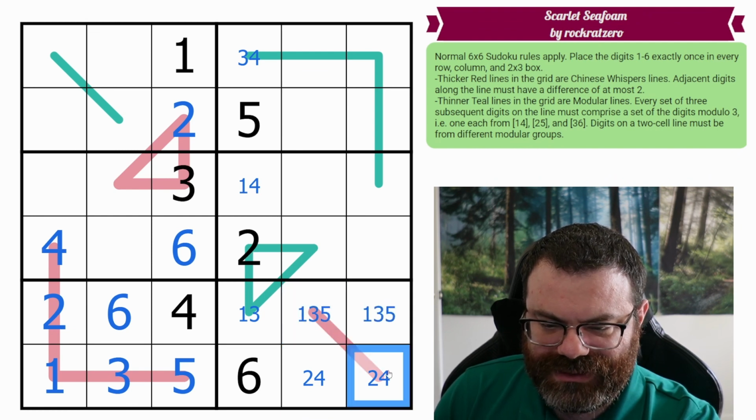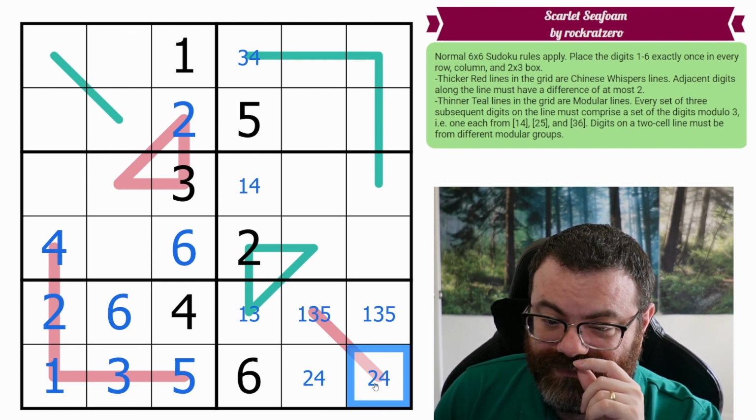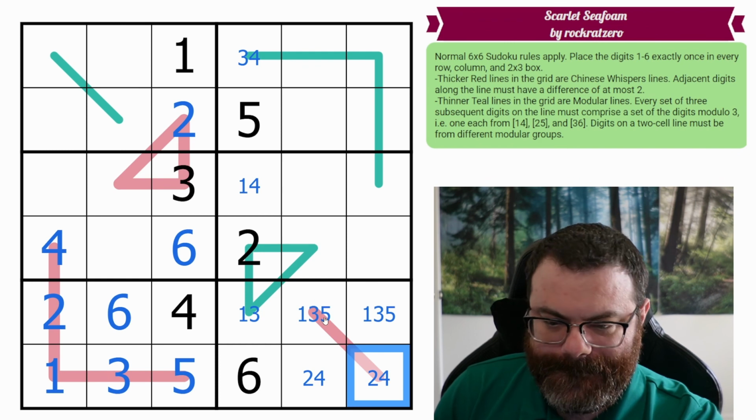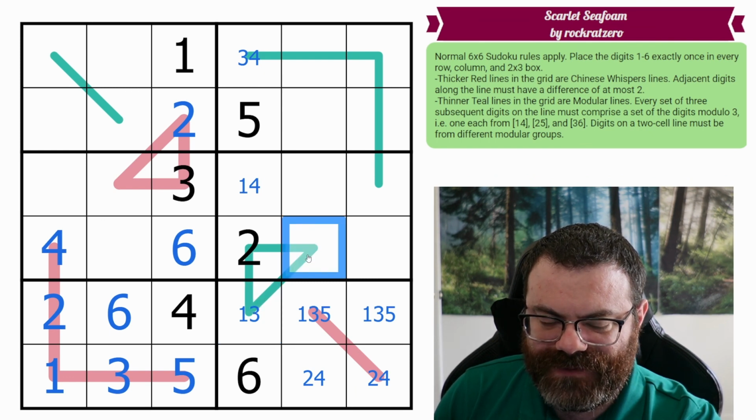Can we do anything with this line? I don't think so. If this was a 2, this couldn't be a 5. If this was a 4, this couldn't be a 1. That seems okay to me. Okay, I don't think that's where we're supposed to look. This 1, 3, this just can't be 5. Is that a big deal?